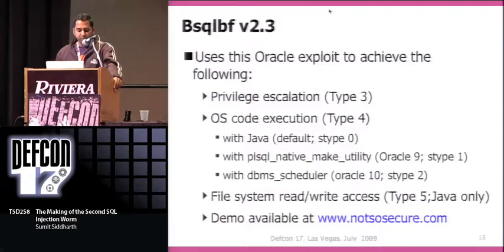It will do two things. It will do privilege escalation. So normally you can extract data in Oracle, but with privilege escalation, you can extract data with SYS privileges. So maybe you can extract the password hashes from Oracle. Then it does OS code execution. For OS code execution, again, it takes three subtypes. It can execute OS code with Java. If you are exploiting an Oracle Express Edition, XE, then Java will not be installed. So you can then rely on DBMS_SCHEDULER. Or if you are exploiting Oracle 9, then it also supports the PL SQL native make utility. It also gives you read-write access, so you can read files from the backend database.